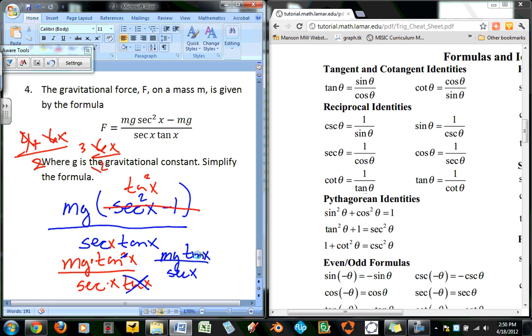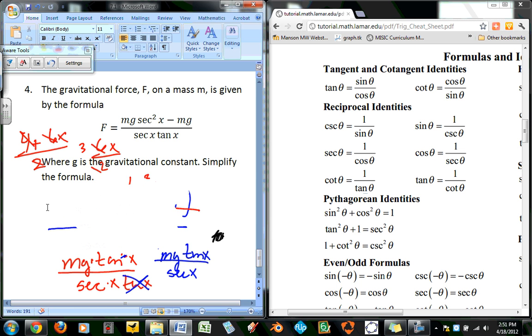Remember what I said about tangent? If we change that over into sine over cosine, that typically helps us out. So let's make that sine over cosine. So mg, and let's write it like we're dividing something too. I've got to clear some space here. Hopefully you have that stuff written down. If you don't, rewind it. So let's write that as mg sine of x over cosine x. All we did is change tangent to sine over cosine.